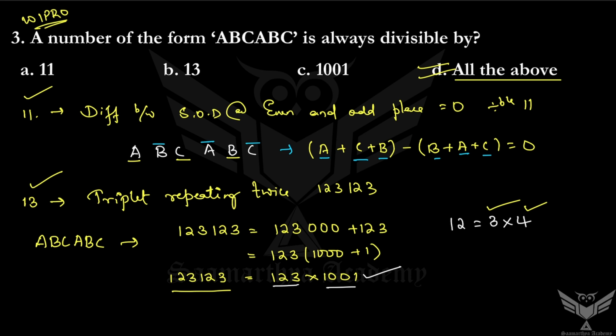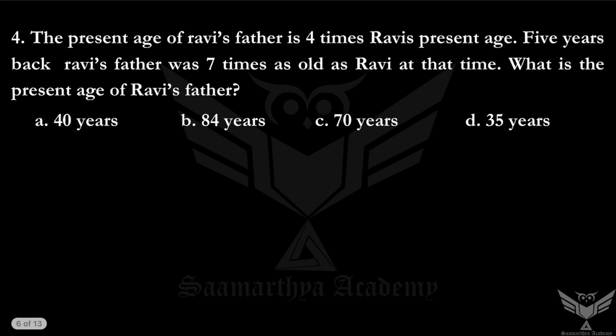Now, next question. The question says, present age of Ravi's father is 4 times Ravi's present age. 5 years back, Ravi's father was 7 times as old as Ravi. What is Ravi's father's age? Now, what is given? Present ratio, father is to Ravi. If Ravi's age is 1, father's age should be 4.